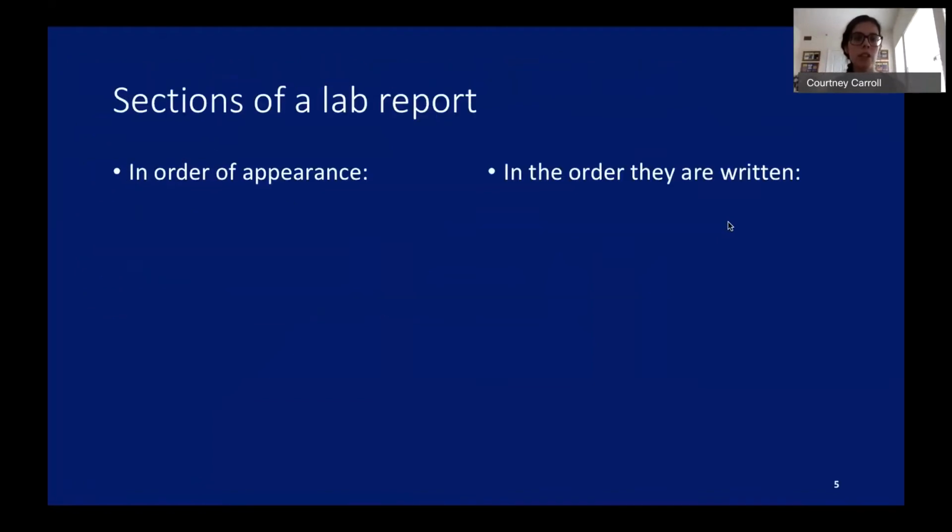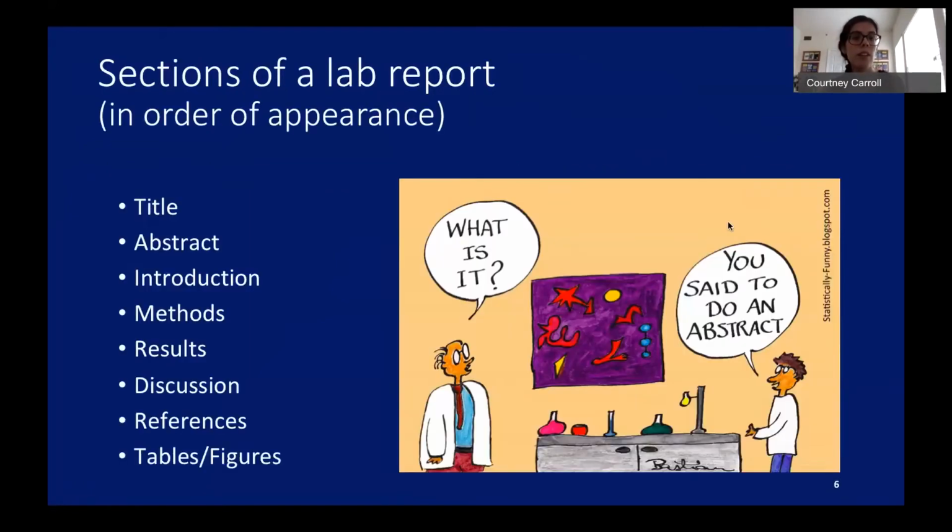So the sections of a lab report, they appear in one order, but they are written in a different order. So you don't write the lab report in the order in which you read a lab report. In the order that they appear, it starts with the title, which is descriptive. Then there's an abstract, an introduction, methods, results, discussion, references, and in the lab reports you're going to submit, we're going to put all of our tables and figures at the end.